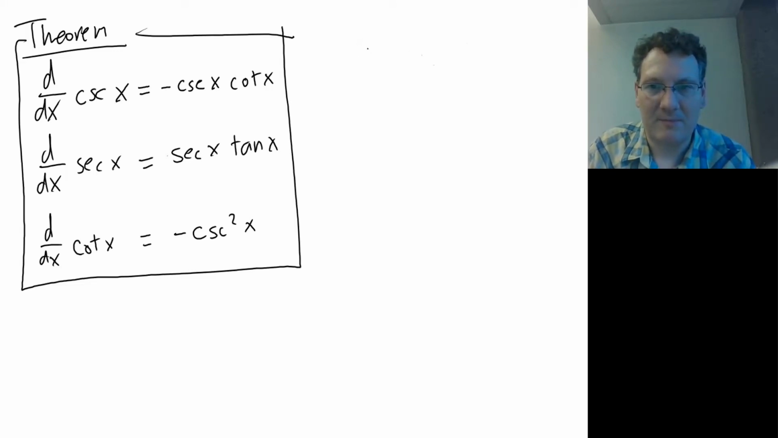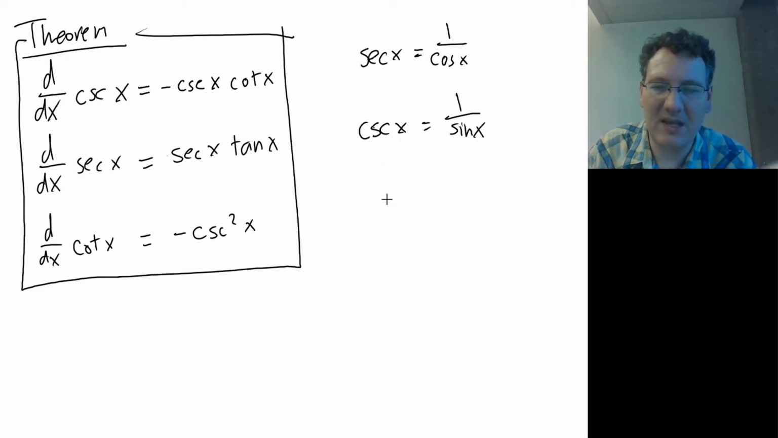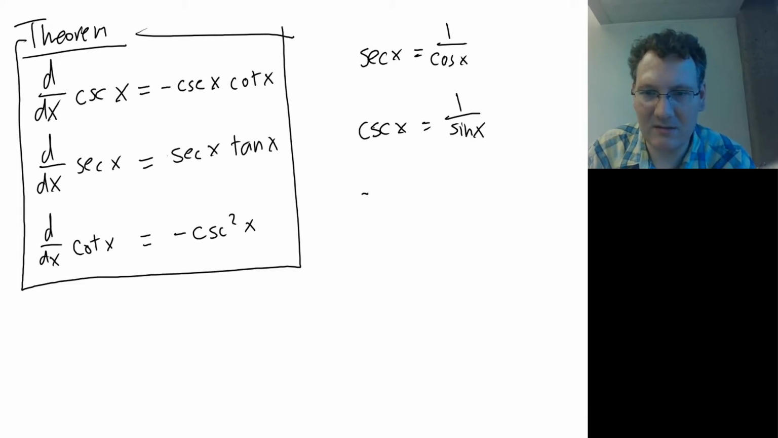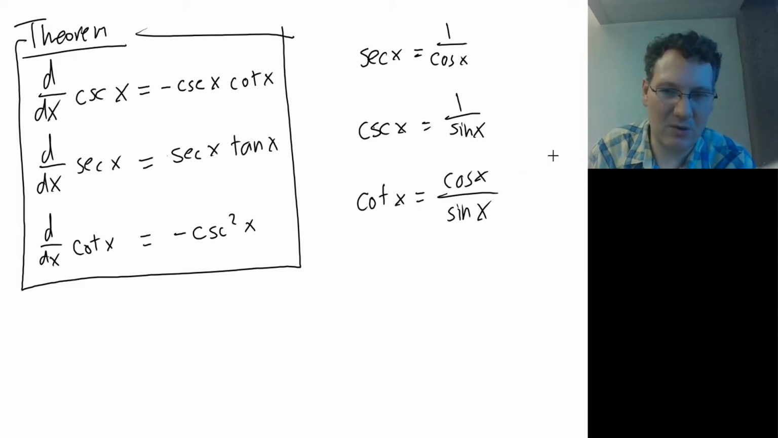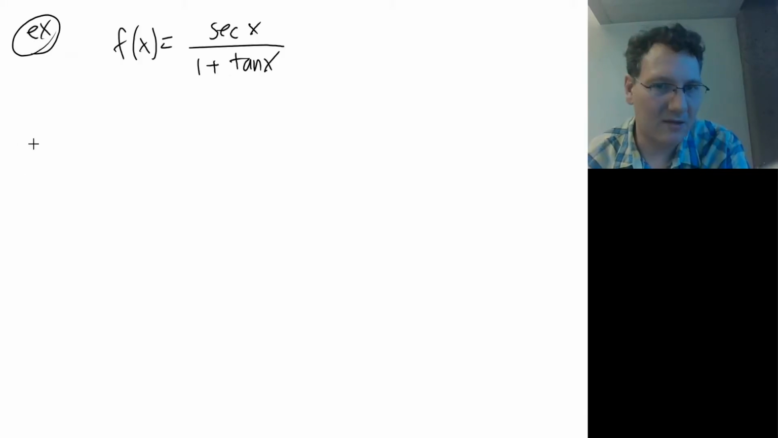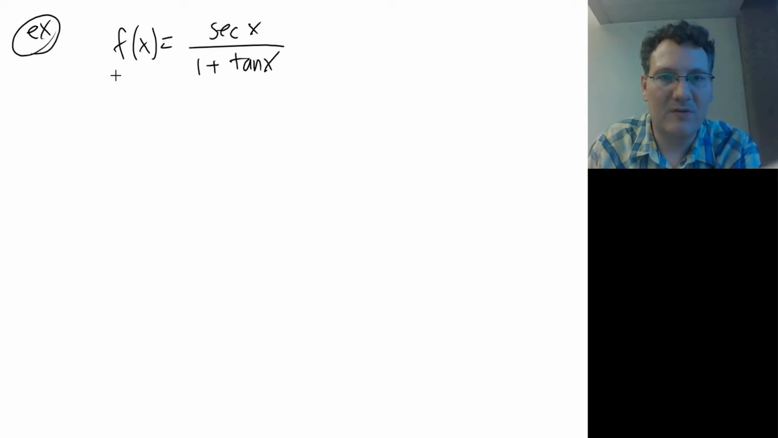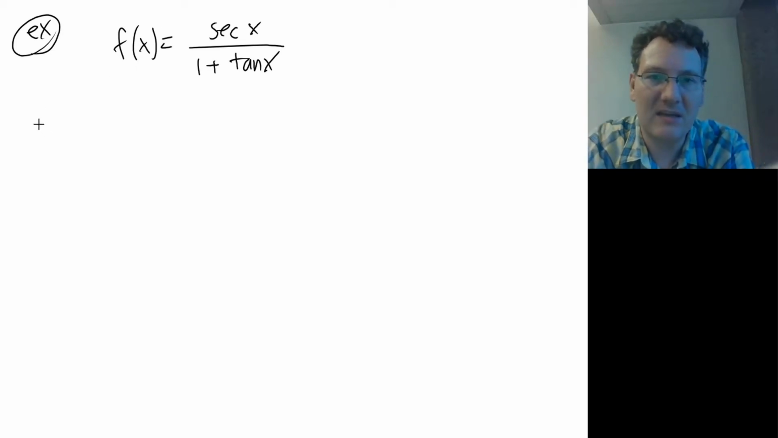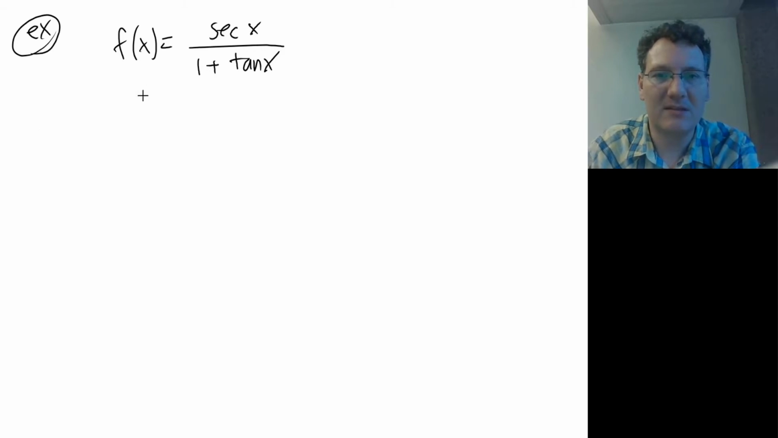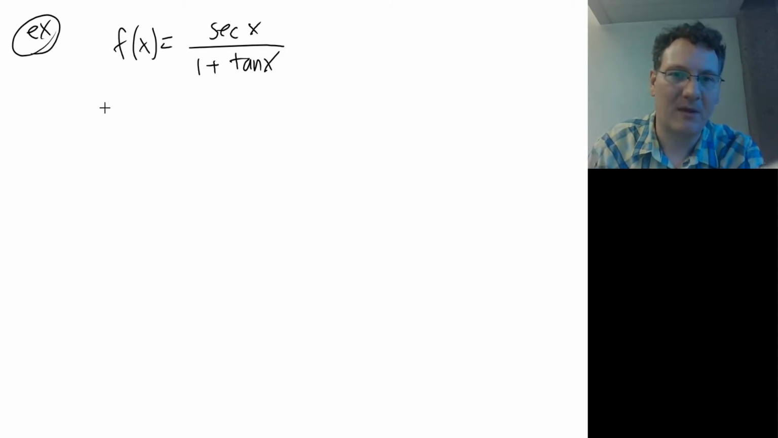Remember that the secant of x is just 1 over cosine x, the cosecant of x is just 1 over sine of x, and the cotangent of x is just cosine x over sine x. All right, let's take a look at this derivative. We want to take the derivative of secant x over 1 plus tangent of x.